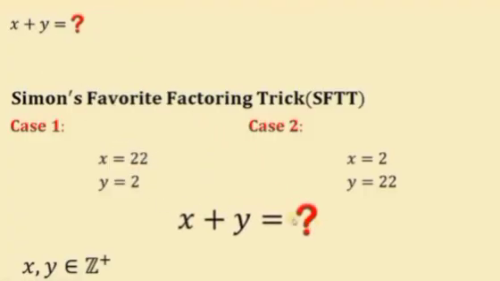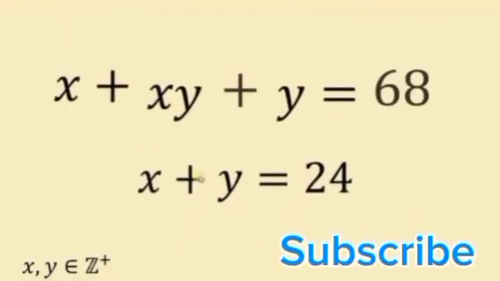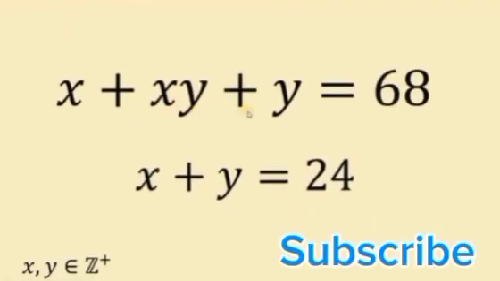Now notice, in both cases, x plus y must be equal to 22 plus 2, or simply 24. Therefore, our final answer, what is the value of x plus y? Our answer is just 24. Therefore, given that x plus xy plus y equals 68, the value of x plus y must be 24. And as always, we are done.